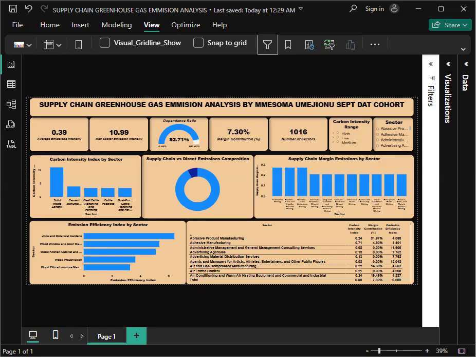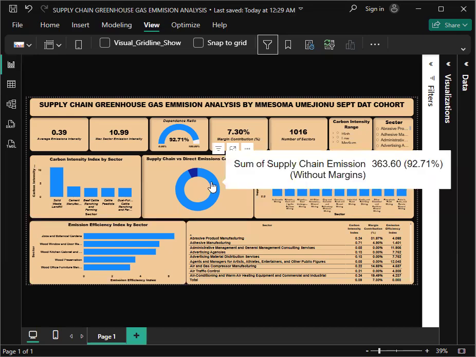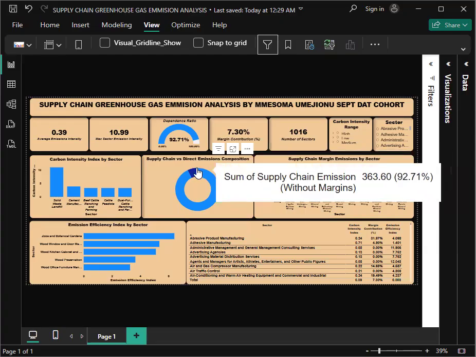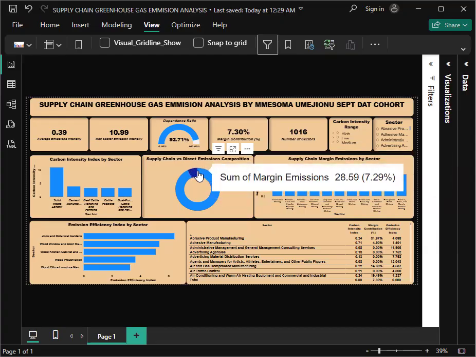Moving on to the donut chart, we can see that the supply chain emissions dominate the total emissions, and we can see that the direct emissions represent only a small fraction. So this visual supports the 92.71% dependency ratio, confirming that upstream activities are the main emission source.